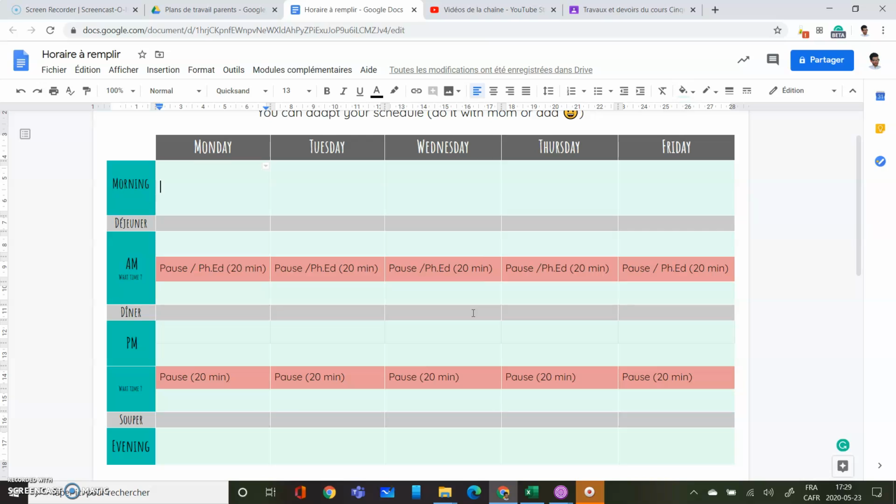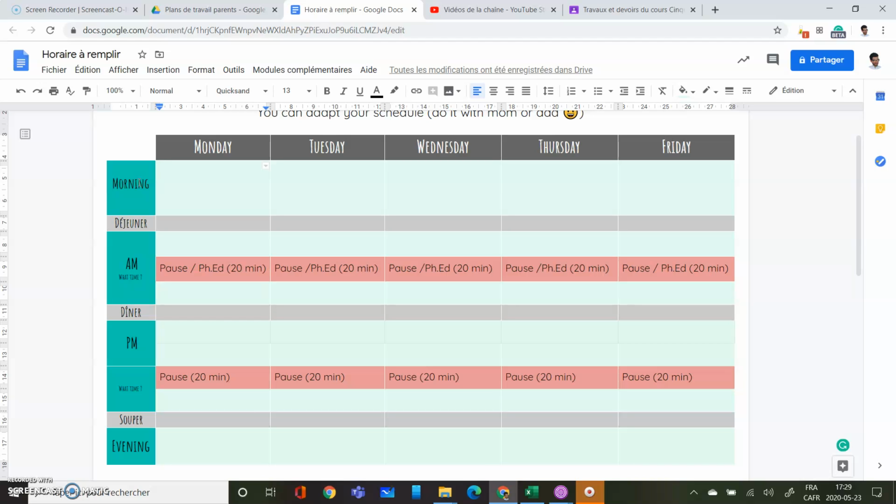Quelques conseils, some advice. Essaye de ne pas trop jouer aux jeux vidéo pendant les blocs AM et PM. Laisse ça pour la soirée. Je te le conseille fortement parce que sinon, tu ne vas pas être concentré pour faire tes travaux.